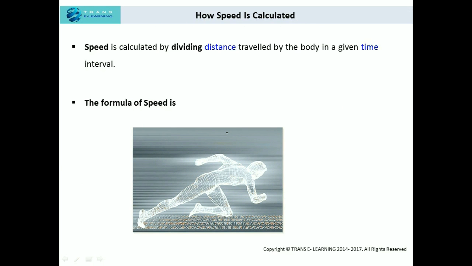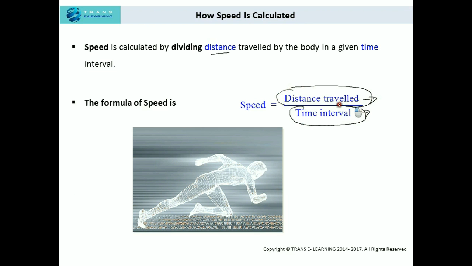Let us understand how speed is calculated. By now you must have figured out how we can calculate speed, but let me just explain. Speed is calculated by dividing the distance traveled by the body in a given time interval. So the formula of speed is distance traveled over time taken. That means speed is equal to the distance traveled by the body in that particular time interval.